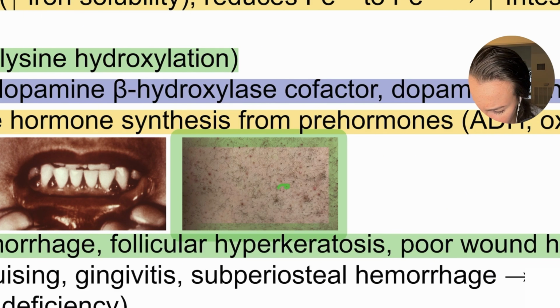You can also see these corkscrew hairs where they're really coiled up tight in the shape of a corkscrew. And you might be able to make out some perifollicular hyperkeratosis as well. Just those little spots there that are those keratin mounds.